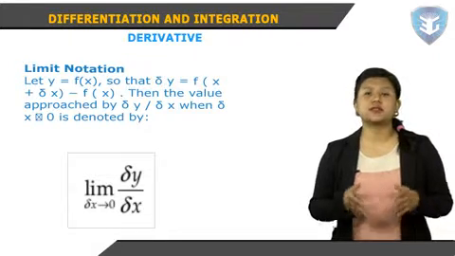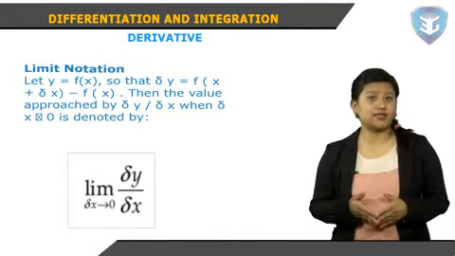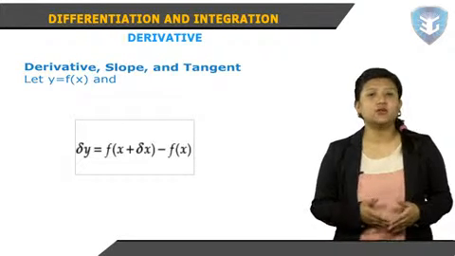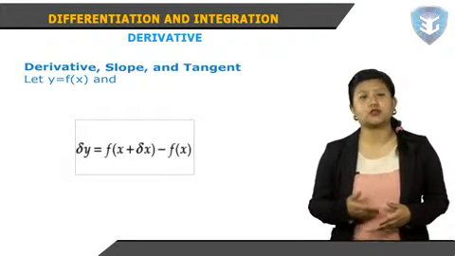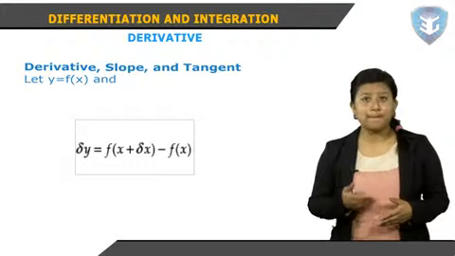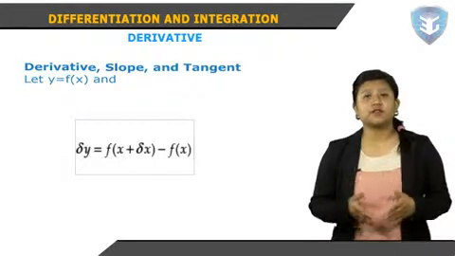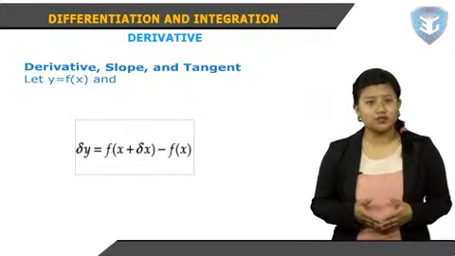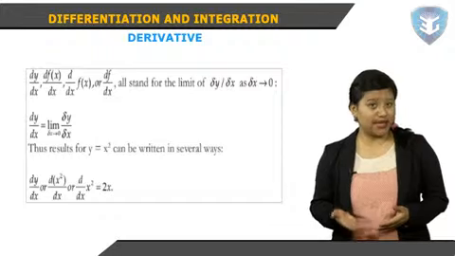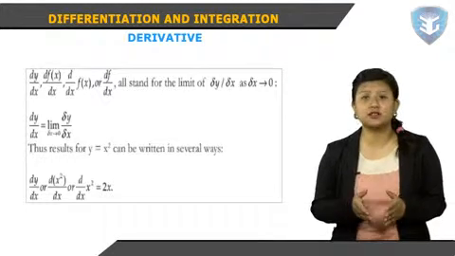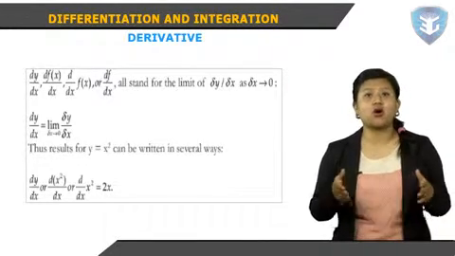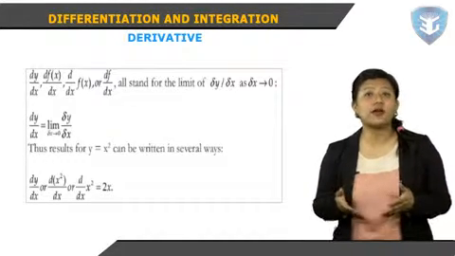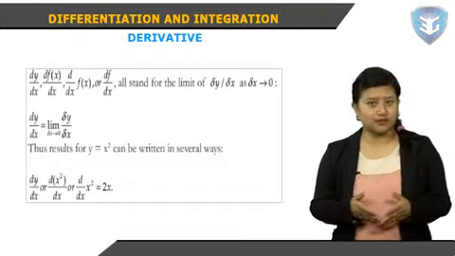The following notations are standard short ways of indicating a derivative: derivative, slope, and tangent. Let y equal f of x and delta y equal f of x plus delta x minus f of x. Then the derivative of y with respect to x is signified by dy/dx, as shown on the screen. dy/dx should be regarded as a single shorthand symbol representing the longer expression, the limit of delta y over delta x where delta x tends to 0, and not as a ratio which can be taken to pieces.